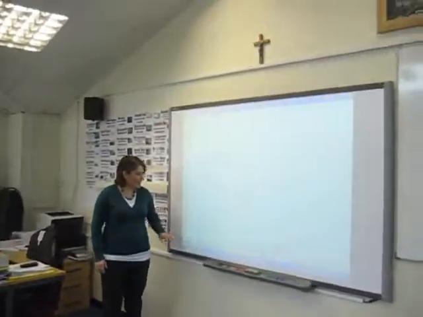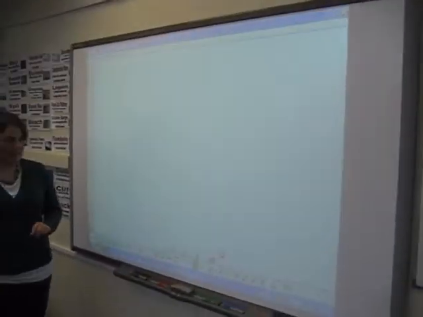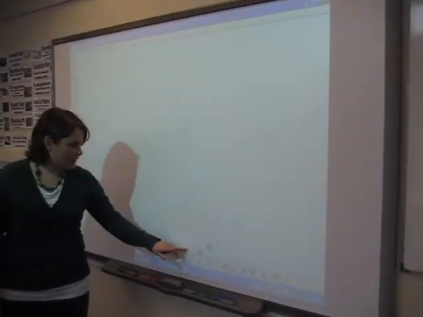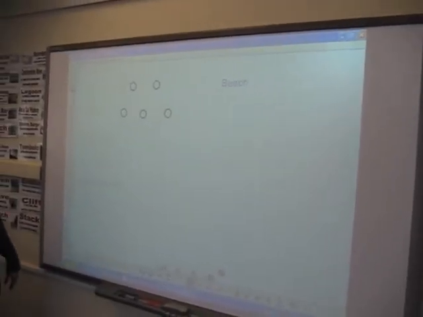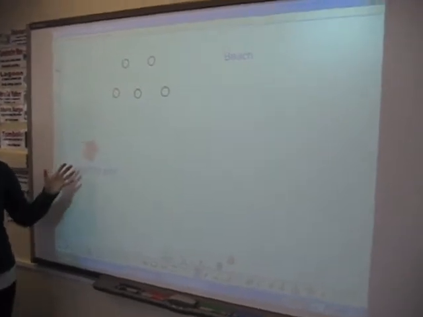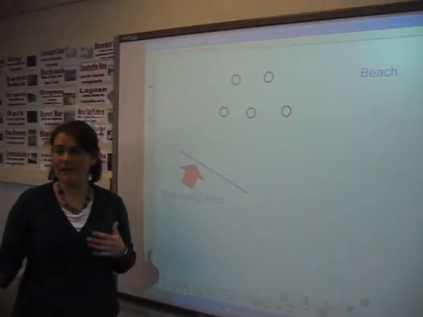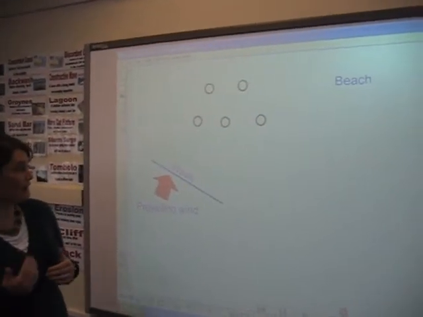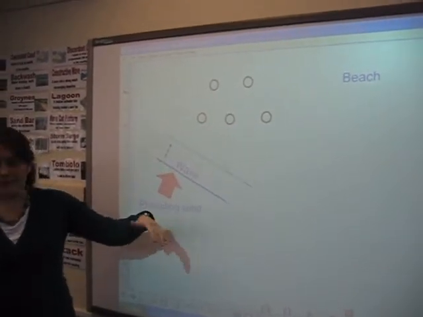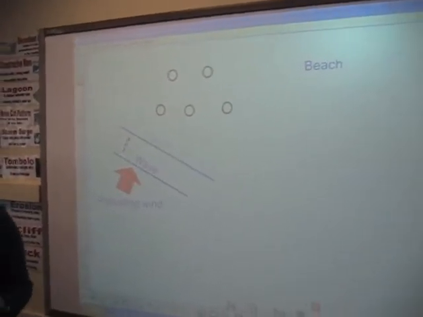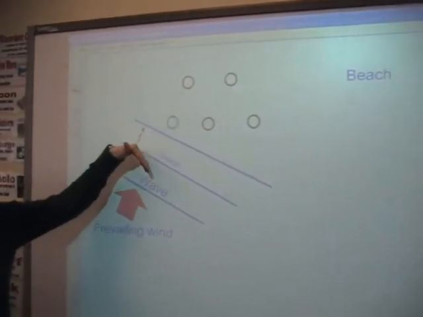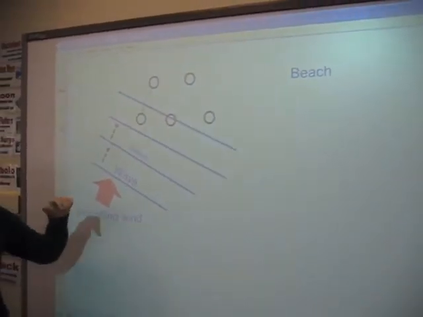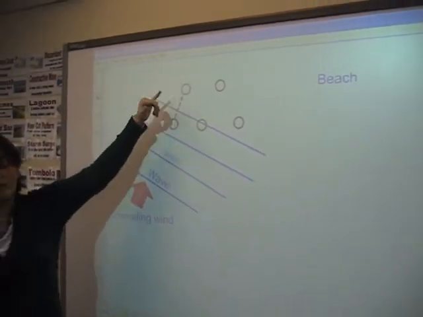Pretty much exactly the same idea. I'm just going to show it in stages. So we've got our beach. We've got our prevailing wind direction, which usually is at an angle. It's very rare for the wind to come straight at the beach. The waves then take on the same direction as the wind, in the form of the swash that goes up the beach. And essentially, particles move with the wave.